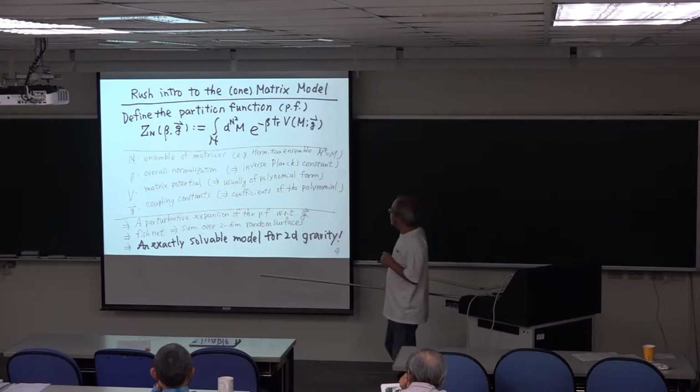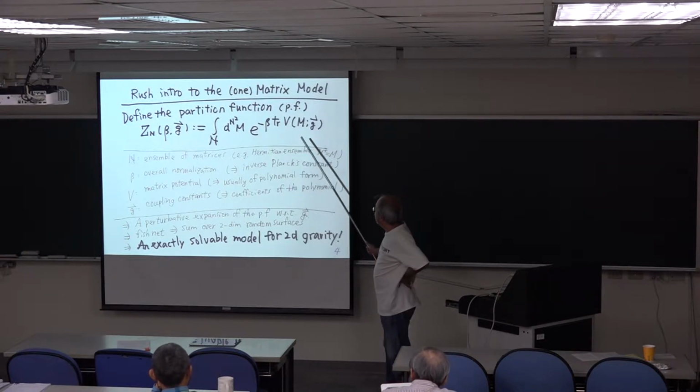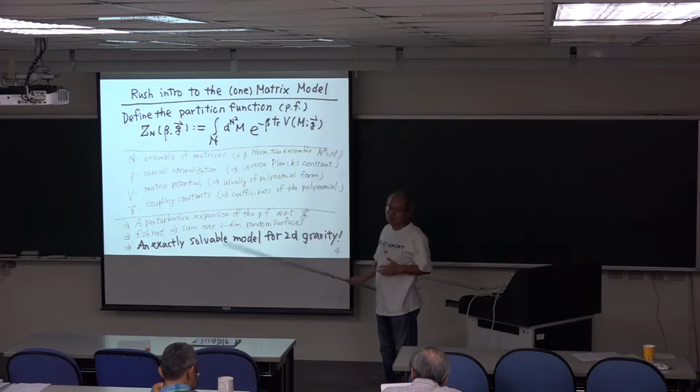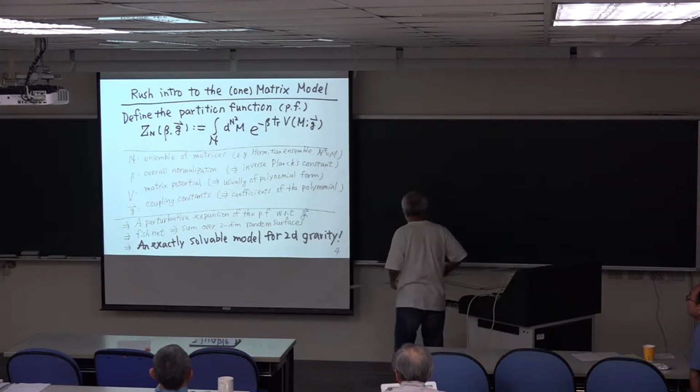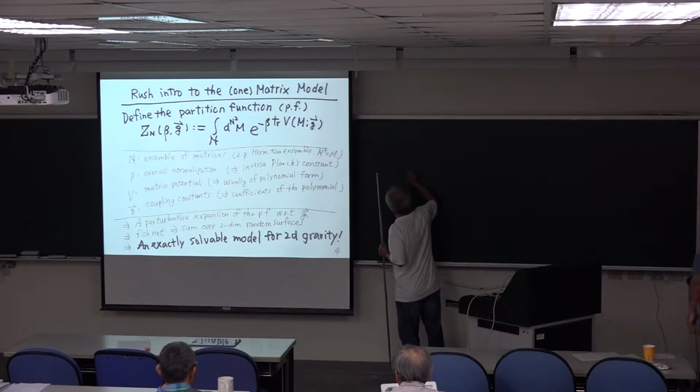Later on, when people studied some generalizations of this by including, for example, two matrices, they found that they can use this to probe the minimal string theories. By minimal string theories, I mean the following.